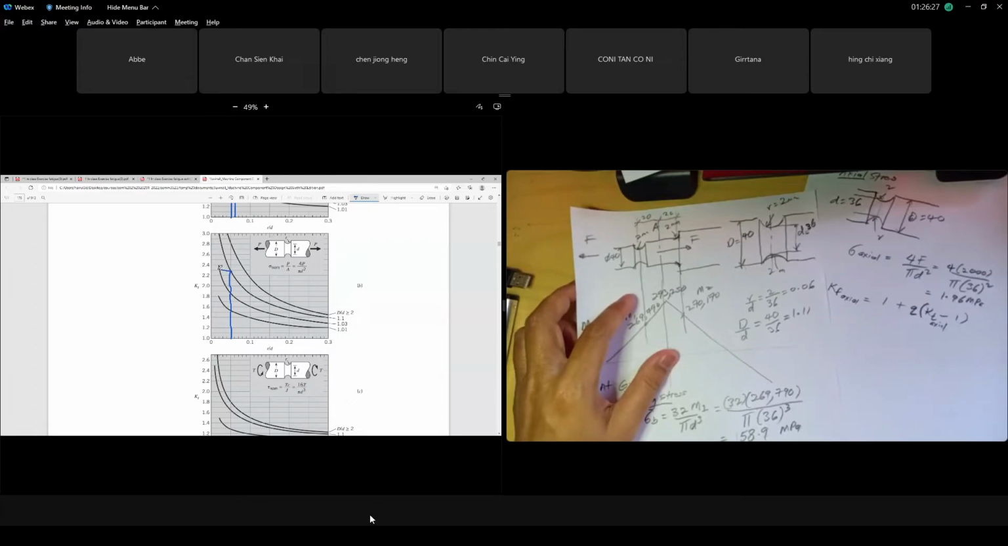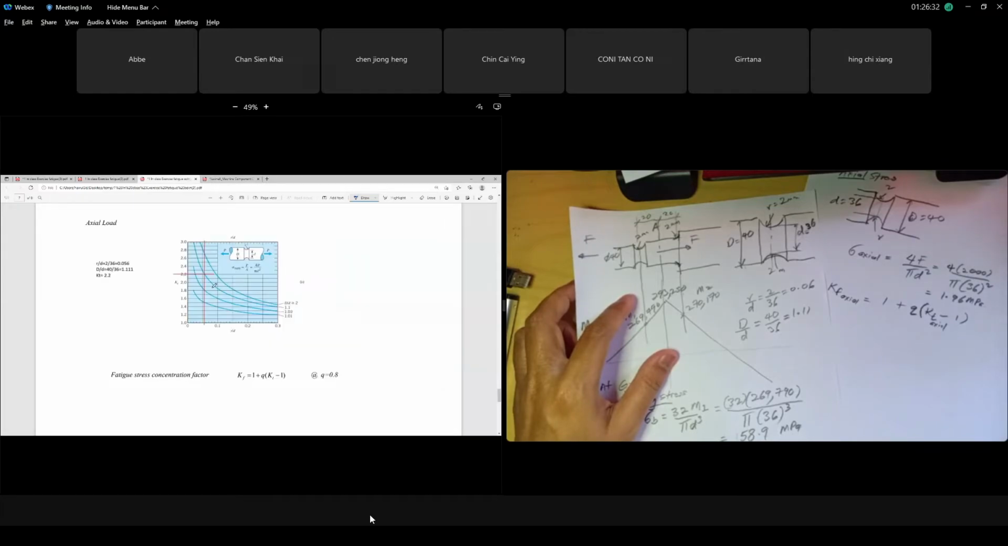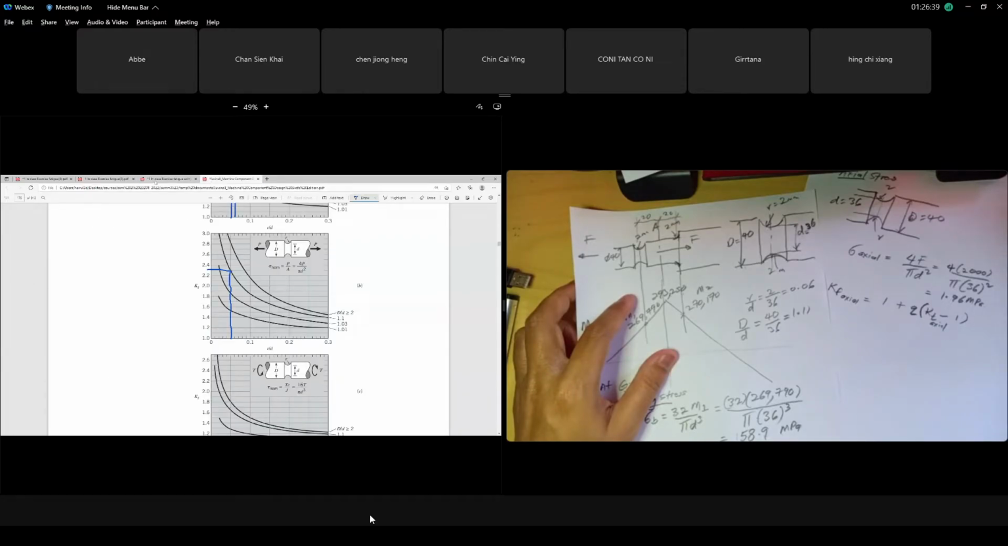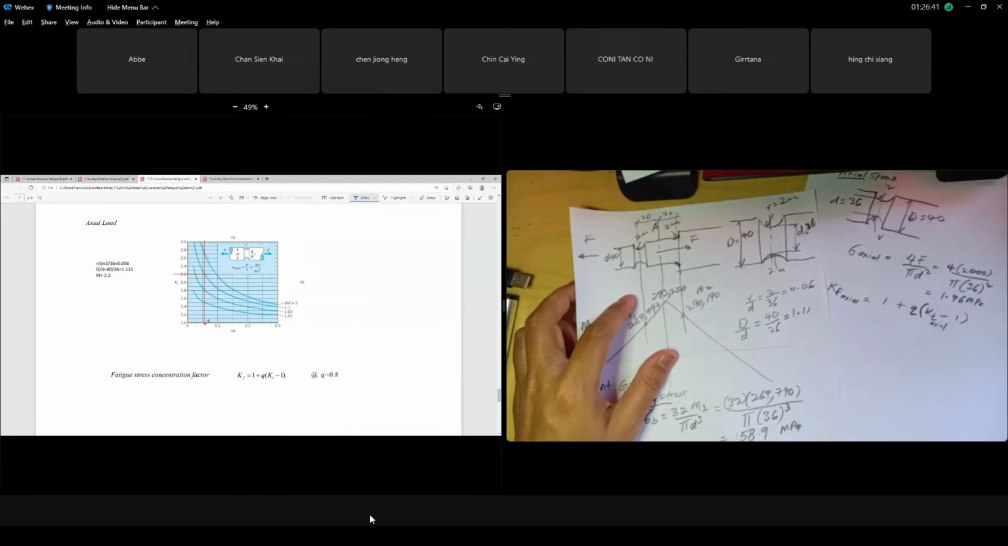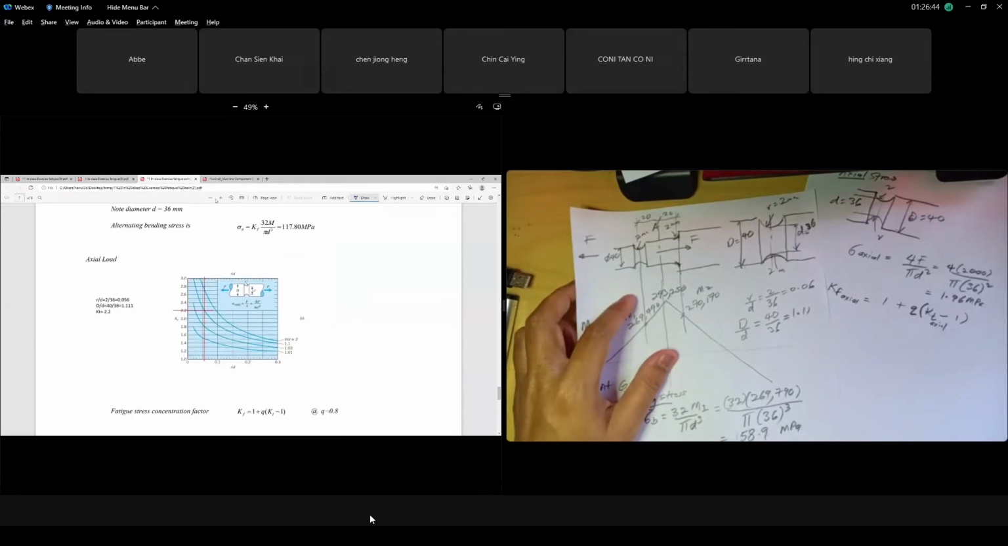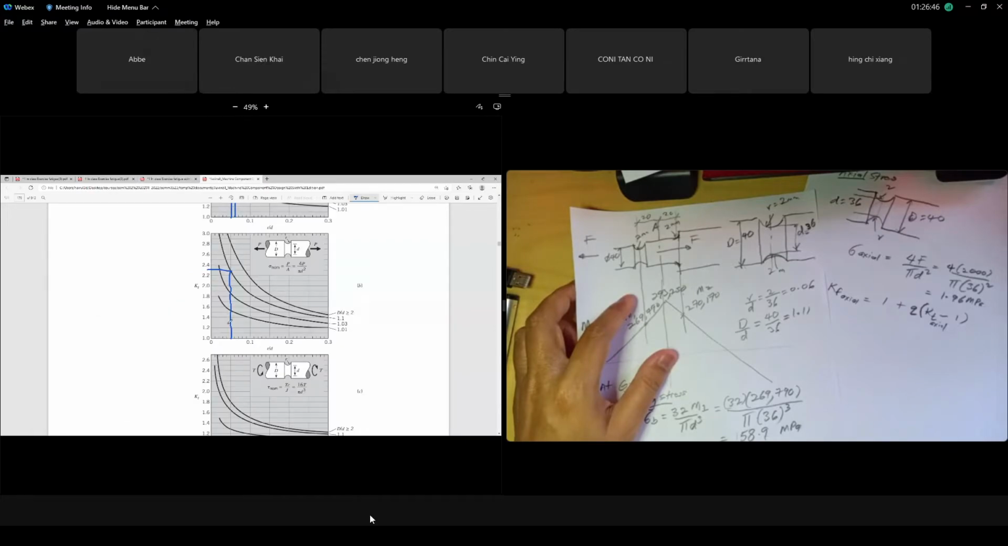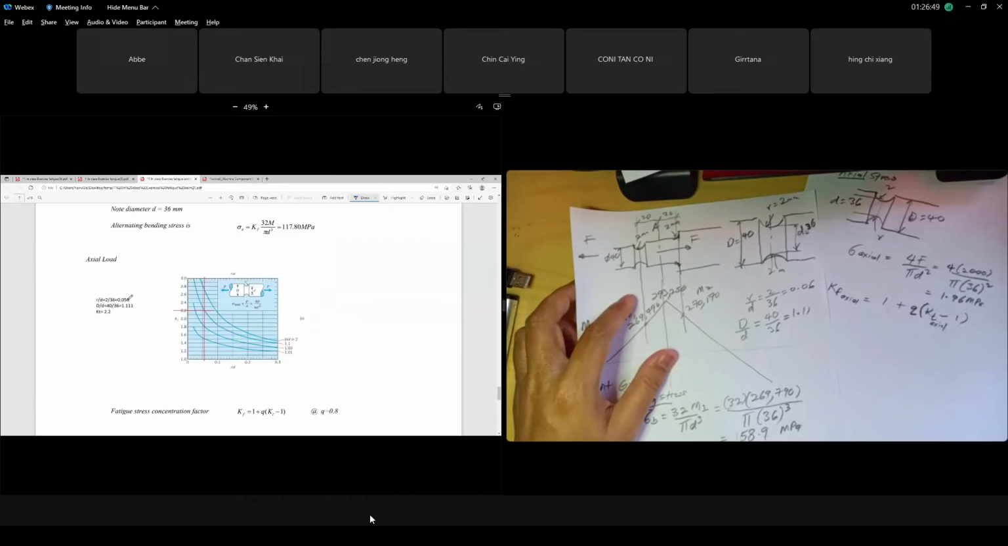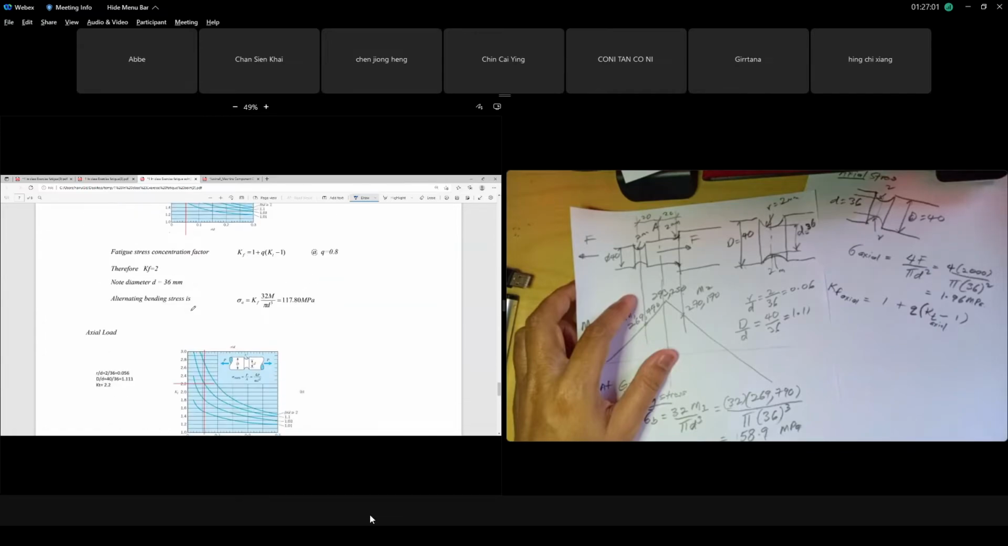So you punya KT for axial is 2.3, kan? 2.3. What's the value of KT? 2.2 juga. Apa salah, tak sama? Hold on. This one for axial, right? Axial, this one also for axial. Our R over D is 0.056, then we bring it here, 2.2. Tadi just now bending, 2.25.